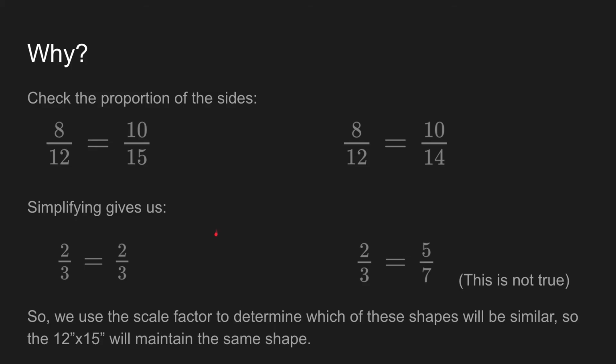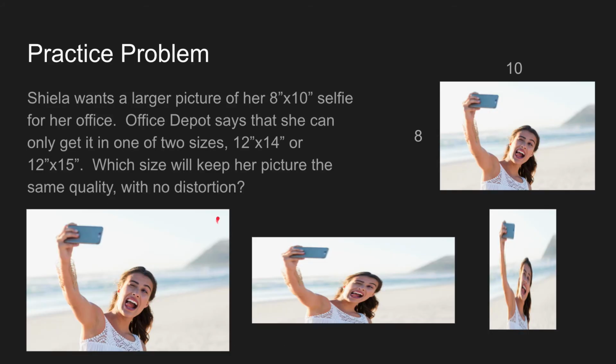A lot of you probably went, well, 8 to 10. Does it equal 12 to 15 or 12 to 14? Unfortunately, that's not how we do it. Which side is smaller? 8. Which side is bigger? 10. Which side is smaller, 12 or 14? Which side is smaller, 12 or 15? So you actually have to compare the same side. So we would be comparing 8 to 12 and then 10 to 14, as well as 8 to 12 and 10 to 15.